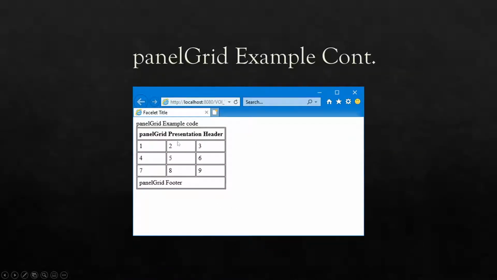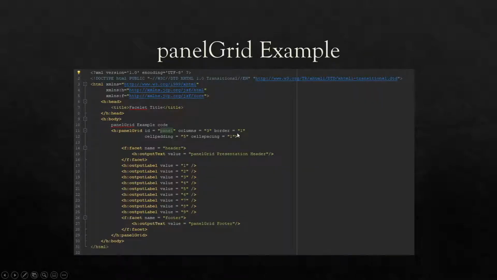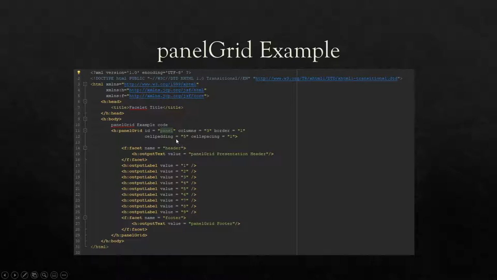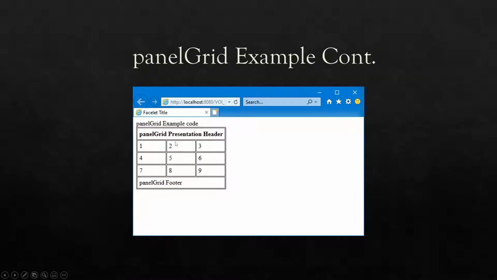So as we can see, we have 3 columns as specified here. We have a border thickness of 1, which is these black lines around here. We have the cell padding, which is the area around this text, has 5. And cell spacing, which is the area between these lines, as 1.